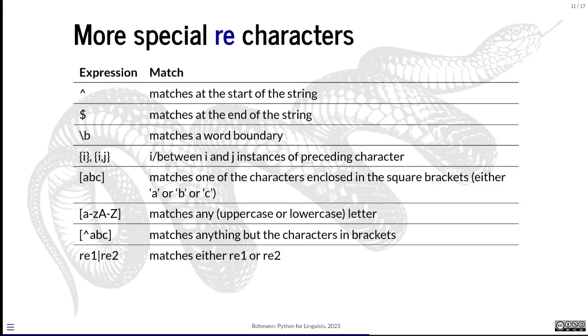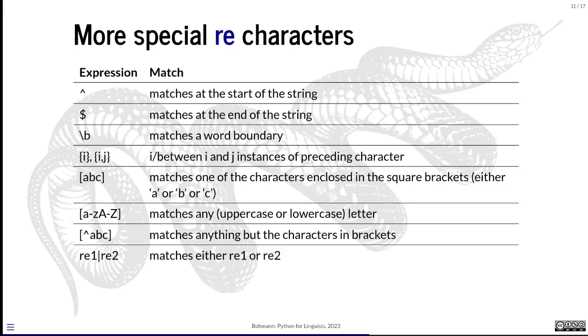Backslash b matches a word boundary. And that really only becomes relevant when we're looking at a string that includes more than one word. So far we've been talking about applying this to every single word in a word list. Again, in more complex cases that we're working up towards, this is going to become more relevant.